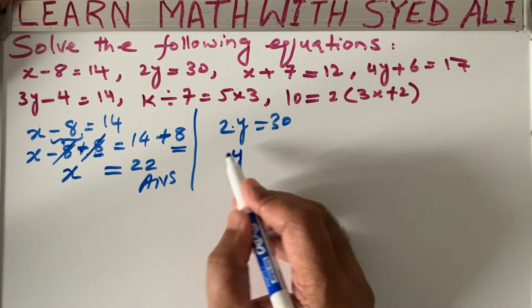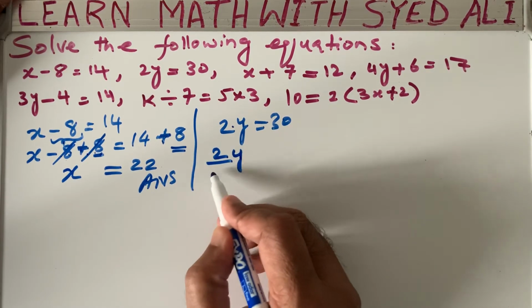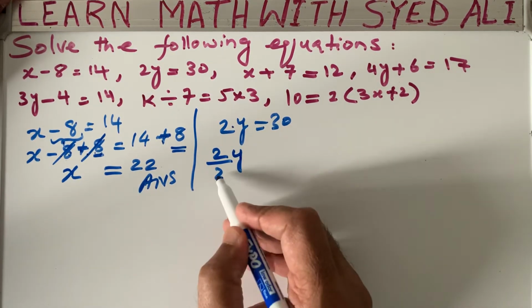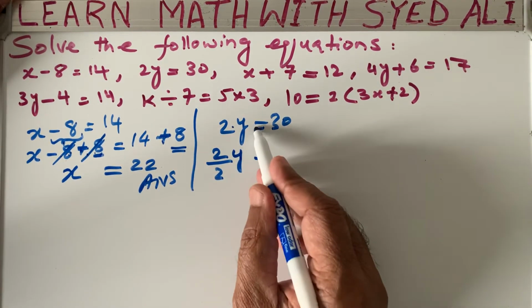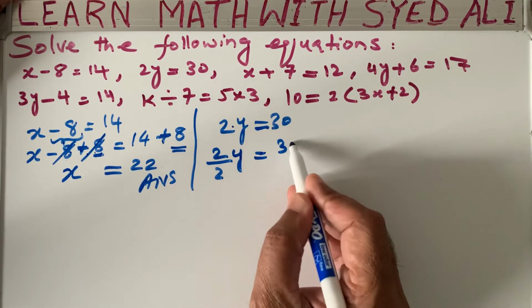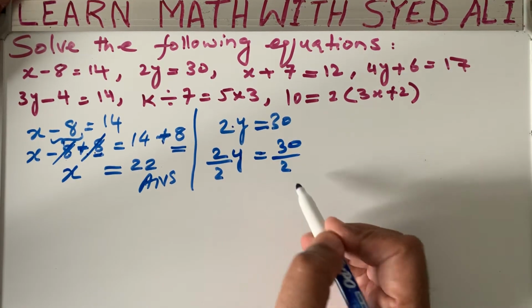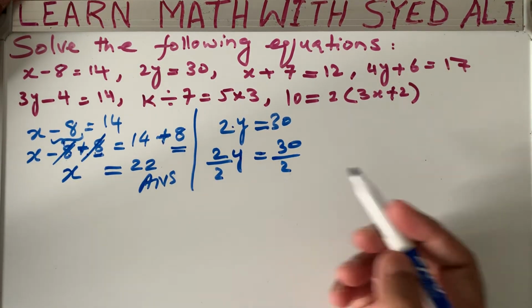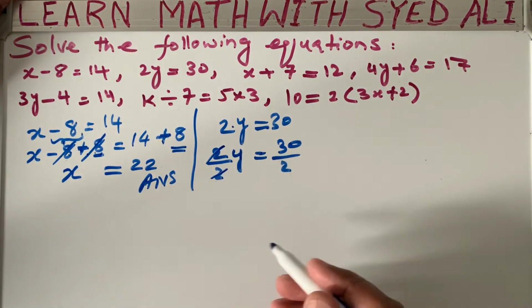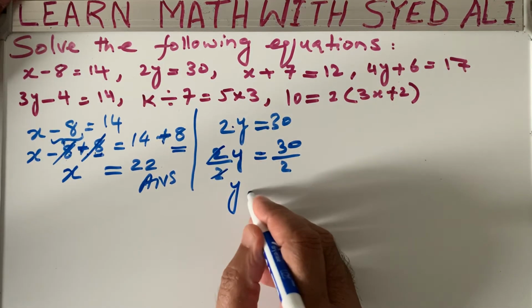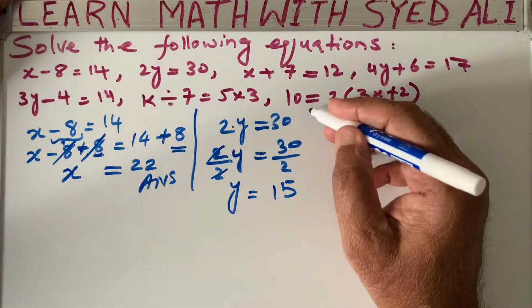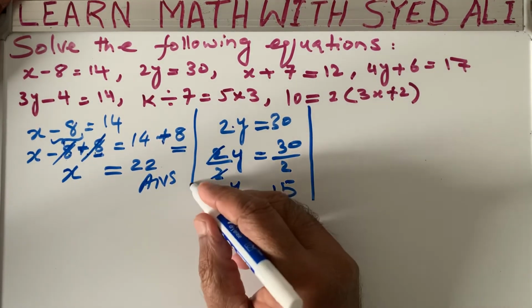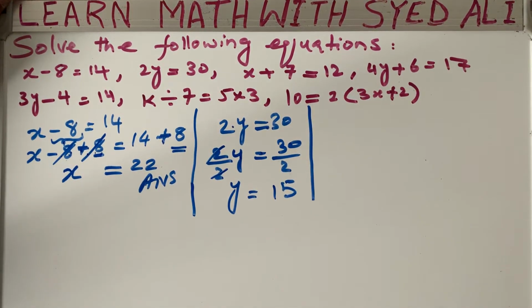What is the opposite function of multiplication? Division. So I divide the left side by 2. What I did on the left side of the equation, I have to do the same on the right side. So I have to divide by 2 here as well. Here I get the advantage that I cancel that to isolate my y. And here I need to divide. So 30 divided by 2 gets me 15. So my answer is 15.